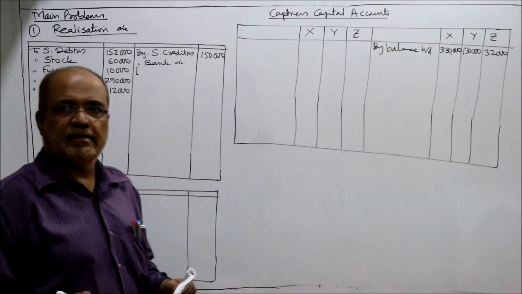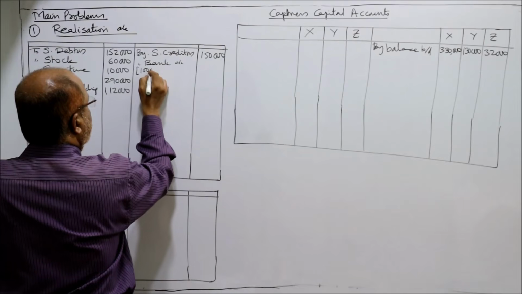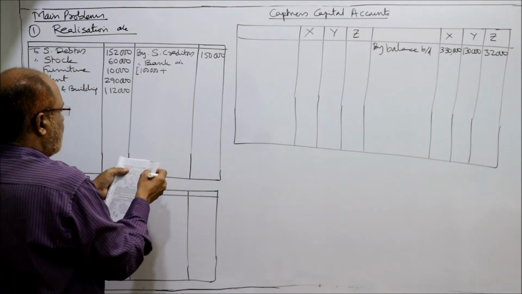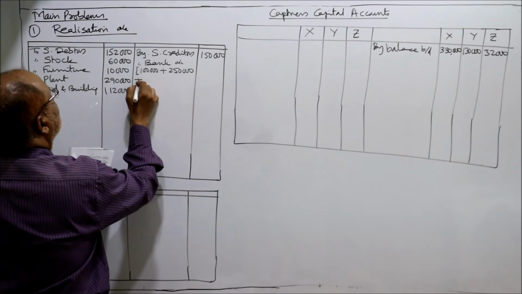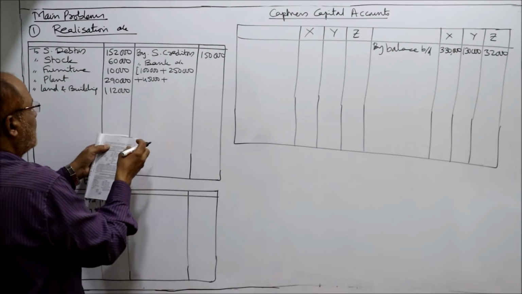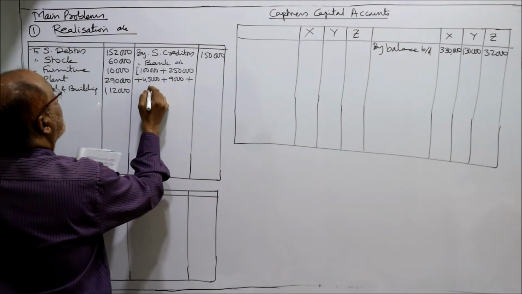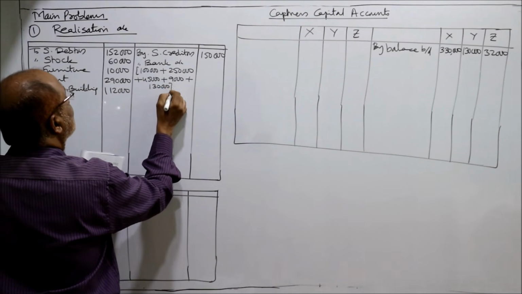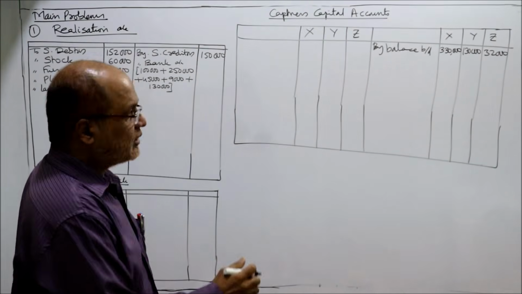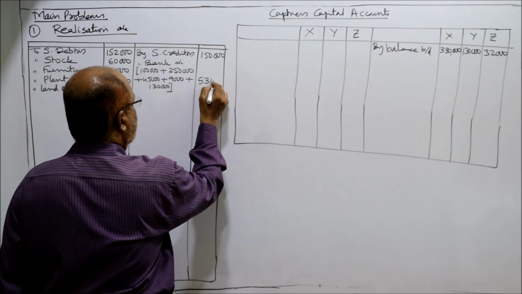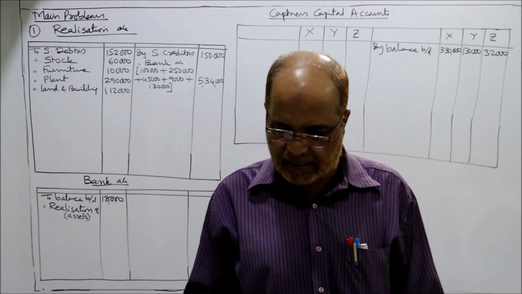Now assets realized. We are given land and building 1 lakh plus plant and machinery 2,50,000 plus stock 45,000 plus furniture 9,000 plus sundry debtor 1,30,000. Add up all this, you will get the total 5,34,000. 5,34,000 is the total assets realized.